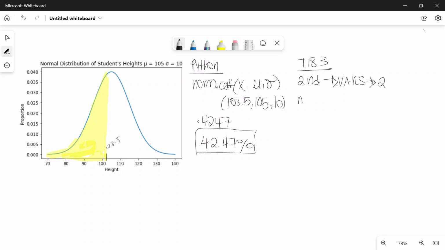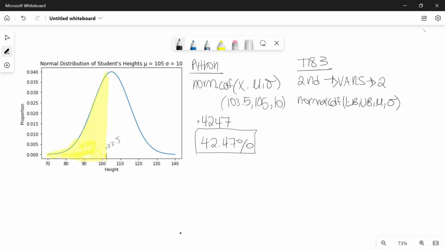And in the TI-83, it literally doesn't tell you the values. You would just have to know it. So in this case, the values are lower bound, upper bound, mu, and sigma. Mu means mean, by the way, and sigma means standard deviation. So in Python, I guess it's a little bit harder because you have to know when you have to subtract from one, etc.